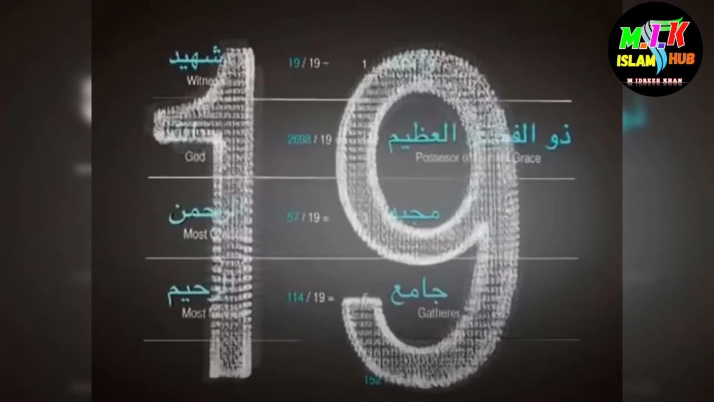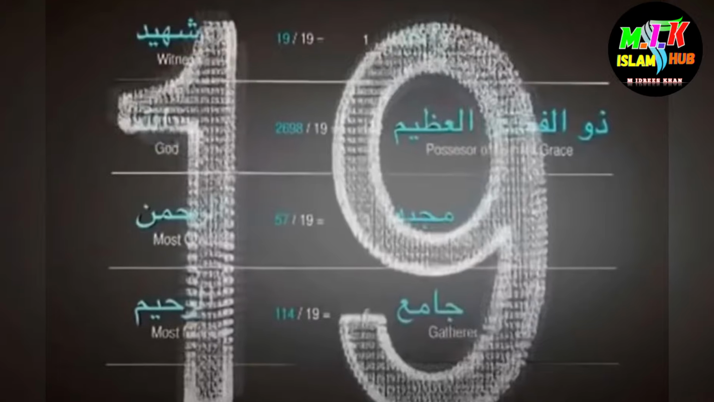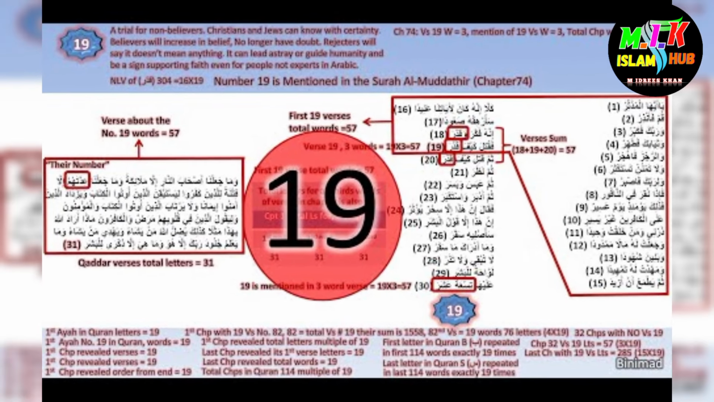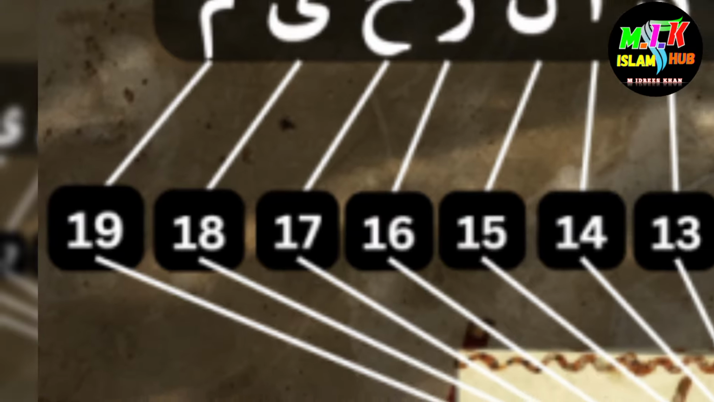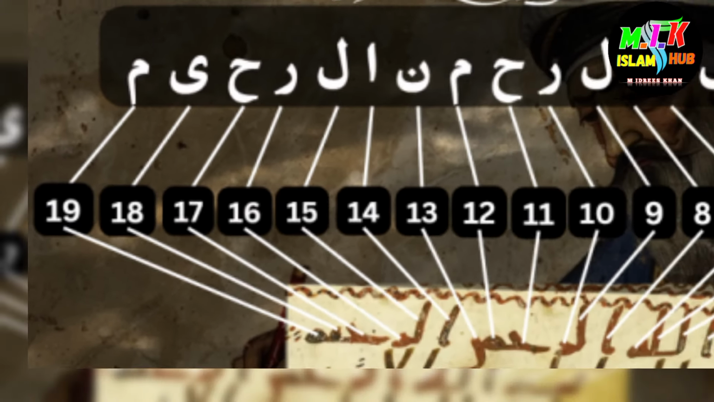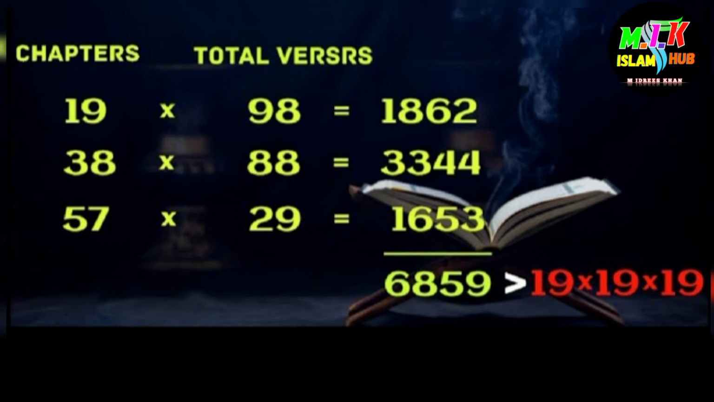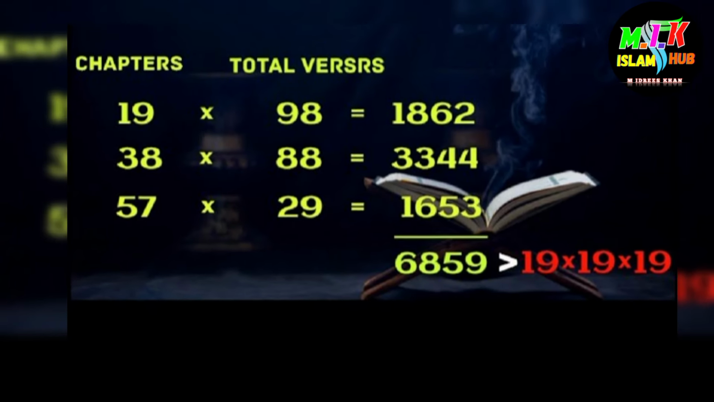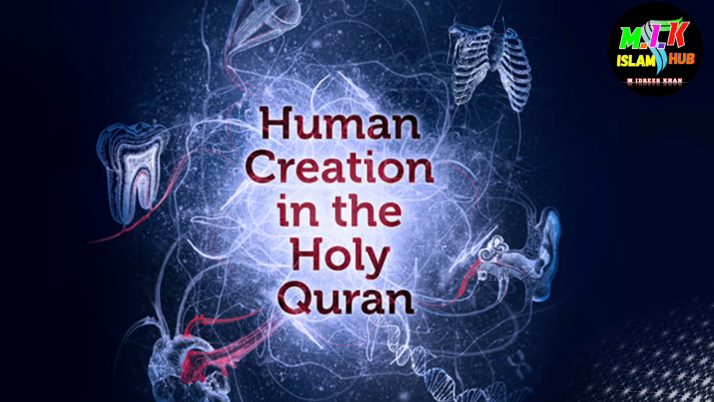4. The numerical miracle of 19. The Quran contains numerical patterns centered around the number 19. For instance, the opening verse, Bismillah, has 19 letters, and the number of chapters and verses exhibit patterns when grouped in multiples of 19.